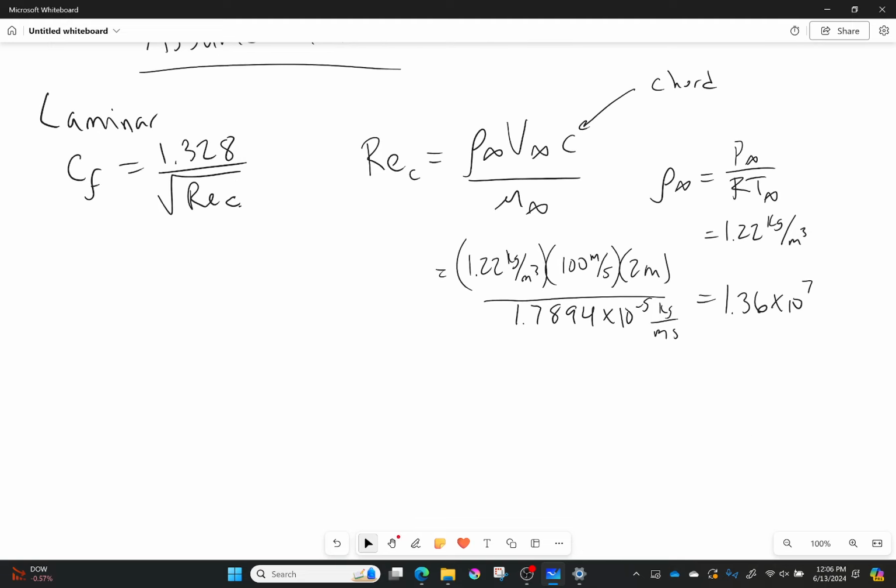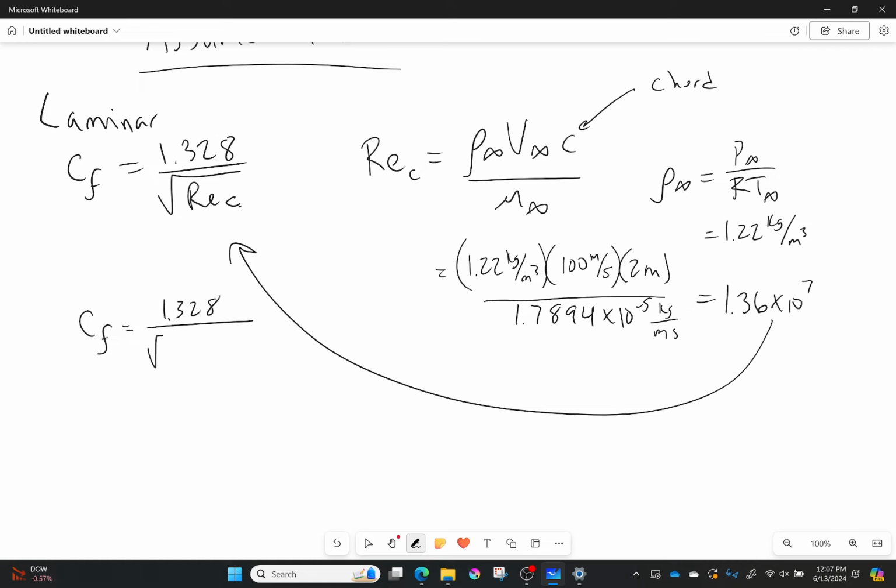Now, since I have my Reynolds number, I can then just plug that straight into this equation, and I get my equation for the skin friction. So in that case, CF is going to be equal to 1.328 all over the square root of that big old number, 1.36 times 10 to the seventh. And so it's a small number, but remember, it's a friction coefficient. It's not the friction itself. So it'll be 3.6 times 10 to the negative fourth. And then we can go ahead and put that into terms for drag, okay?